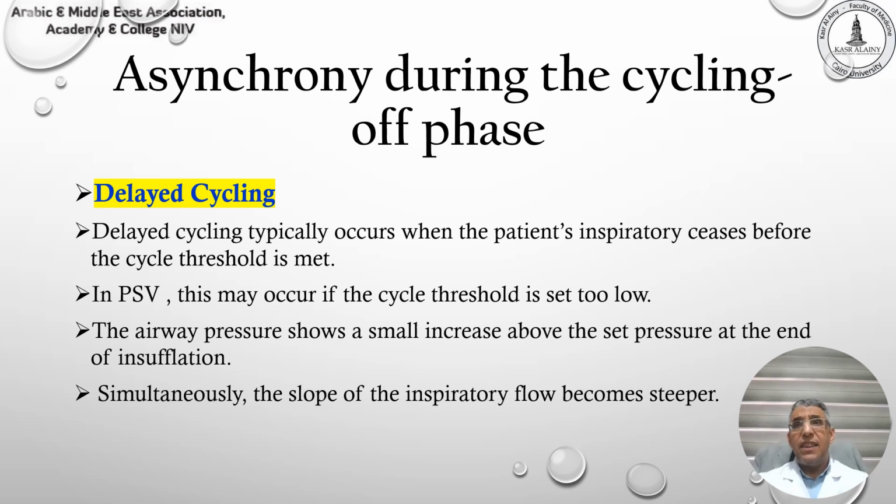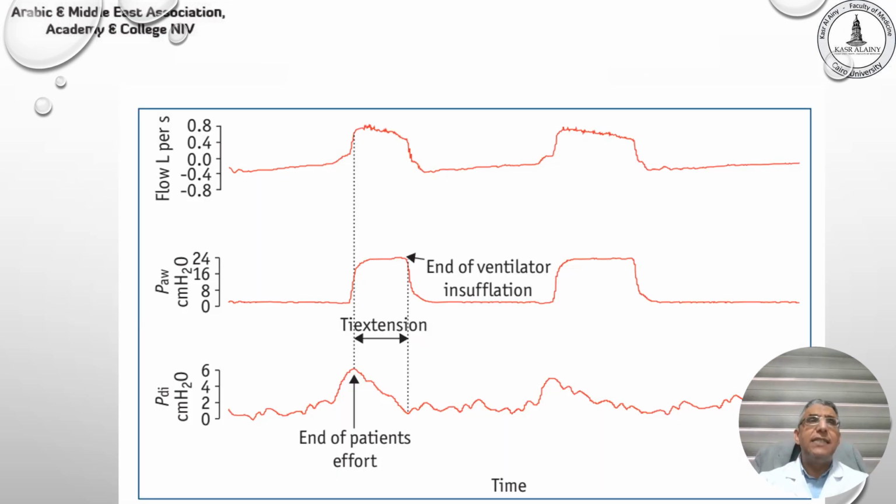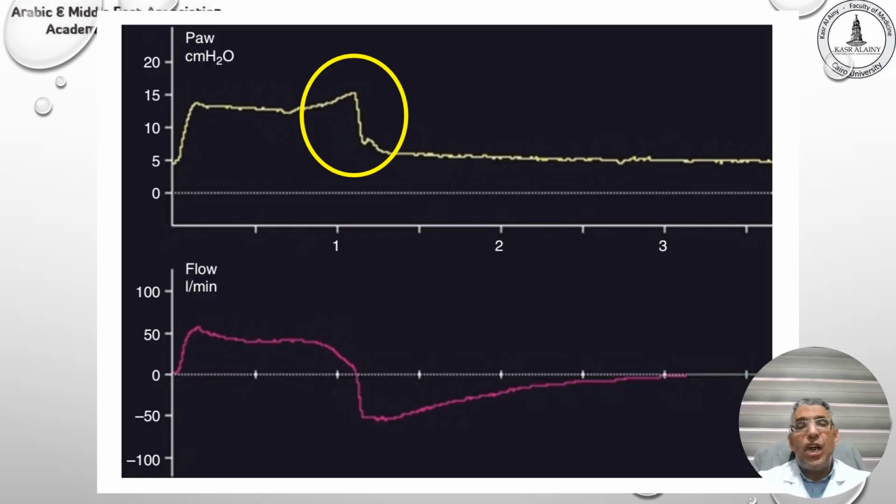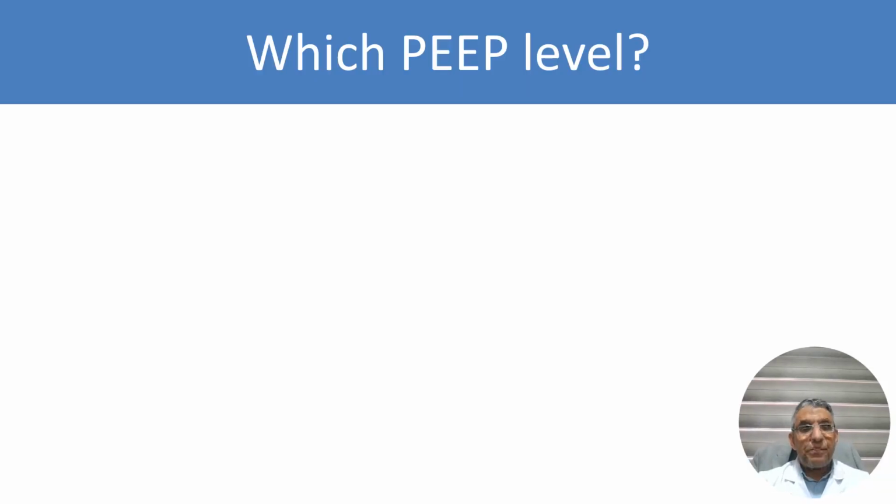Also delayed cycling, that is to say, the patient has ended his own inspiration and needs to expire, but the ventilator doesn't allow the patient to expire. So this will lead to a peak in expiration in the pressure time curve at the end. So if there is a peak of the pressure time curve early, this is flow overshooting. If there is a peak in the pressure time curve late, this is delayed cycling. Delayed cycling requires decreasing the inspiratory time.